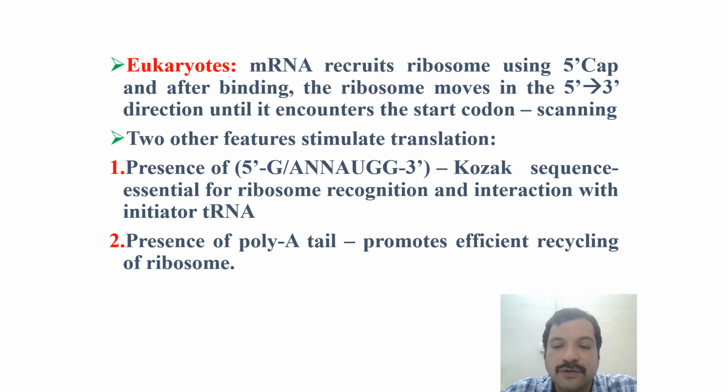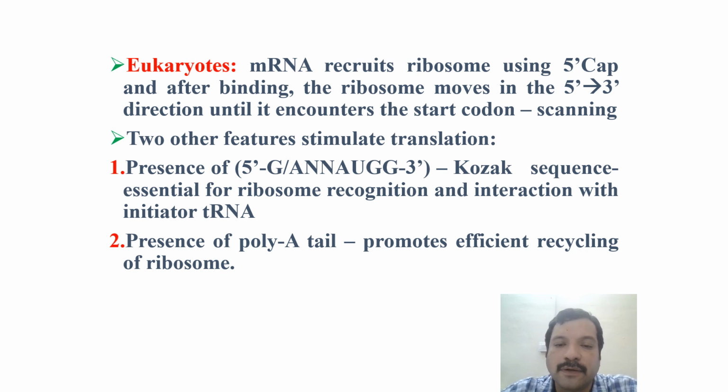In eukaryotes, it uses a different machinery, wherein we know that eukaryotic mRNA has a 5' cap. The 5' cap will be sought out first, and then after the ribosome binds there, it will move downstream till it encounters the start codon. This is called the scanning mode of eukaryotic translation.